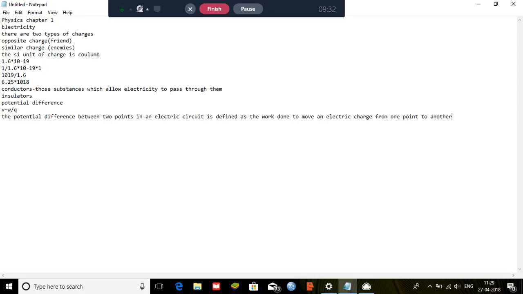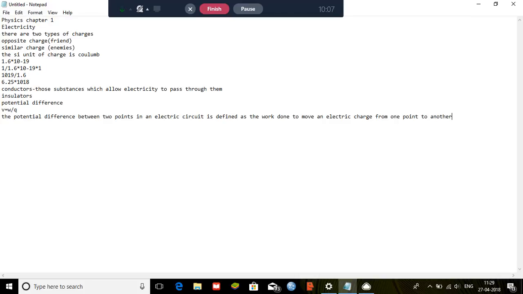So again, the definition for the potential difference between 2 points in an electric circuit is defined as the work done to move an electric charge from one point to another. This is just a definition for you to learn. If a question comes, you have to write the same. And in my experience, I have not seen anybody ask you the definition of potential difference.